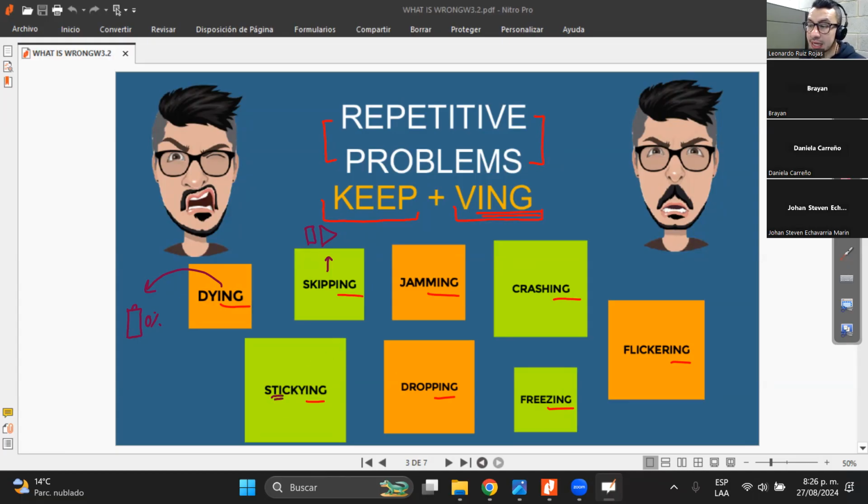Sticking, with T, sticking, right? That is more like a physical problem, especially with the buttons, right? Normally the controllers, the remote controllers, they have buttons. If you push the button down and the button never comes back, it's because the button is sticking or keeps sticking. Es decir, se queda pegado, right? So it keeps sticking.